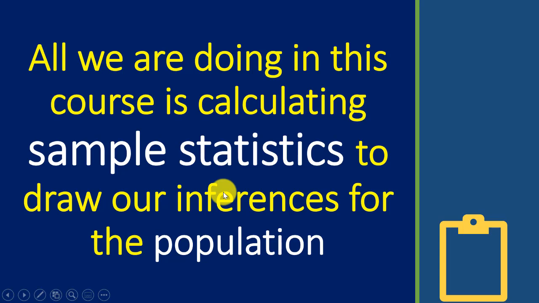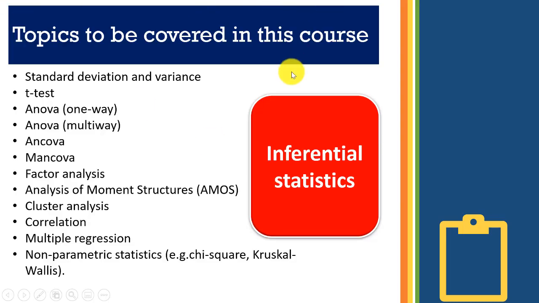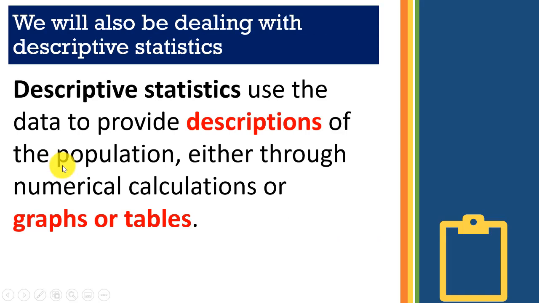Dear students, ladies and gentlemen, all we are doing in this course is calculating sample statistics. All the statistics we'll be doing here, all the advanced statistics, will be on the sample to enable us to draw inference for the population. Look at the topics we'll be covering: t-test, ANOVA. We'll learn this in lesson 1. Look at all of this. These are inferential statistics because we'll be applying them on our sample to be able to infer for the population.